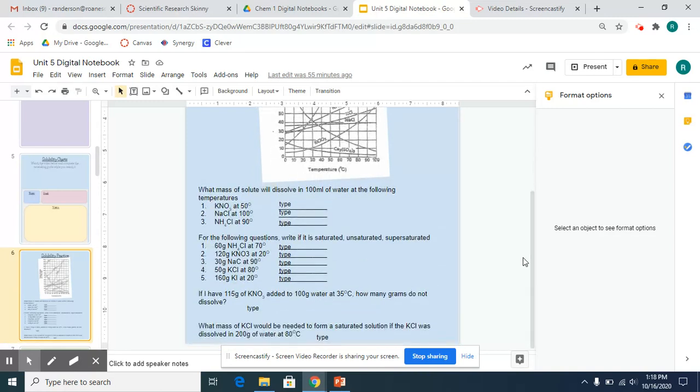So based off what you have learned, you should be able to think through the last two problems as well. If you have any questions about solubility charts or graphs or curves, let me know and I will be happy to help.